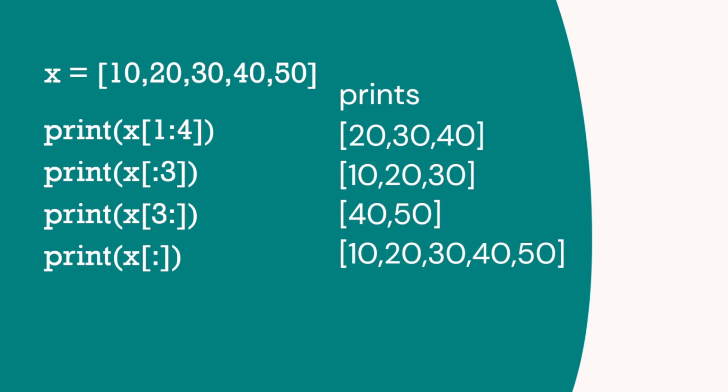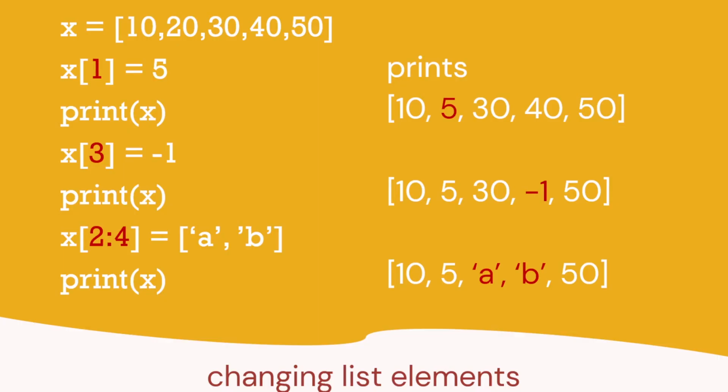3 to the end, again we can just put the colon if we're going to the end. 3 to the end would give us 40 and 50. And finally, if we just have x, the square brackets and the colon, that means go from the beginning to the end. That would give us all the elements 10, 20, 30, 40, 50. Now here, x in position 1 equals 5. So we're changing that element in position 1, which was 20, into the number 5.